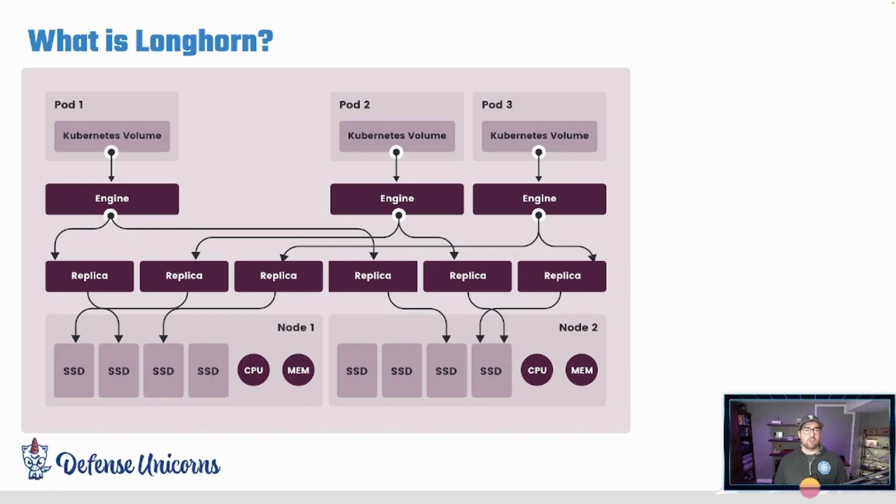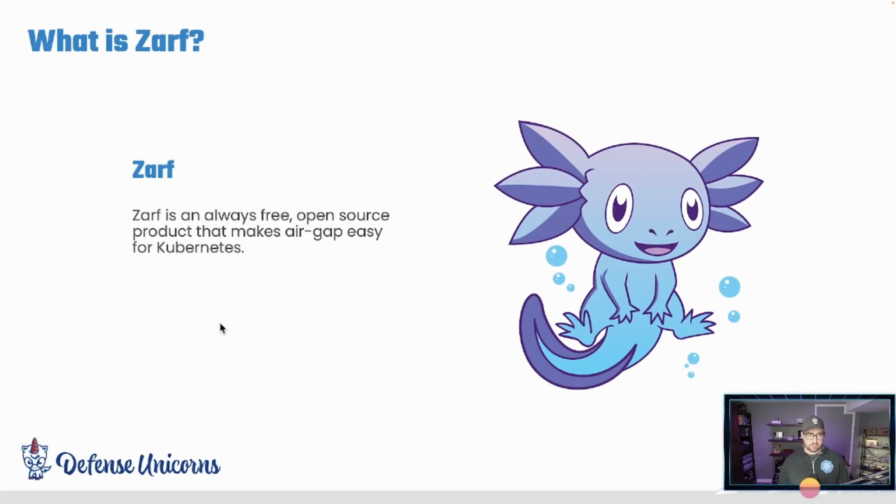What you're not seeing here is you can actually have a separate cluster with disaster recovery volumes for Longhorn. We're not going to cover all of that today. We'll cover some of that in future videos. For today, we're just talking about packaging and deploying Longhorn to a Kubernetes cluster over the air gap.